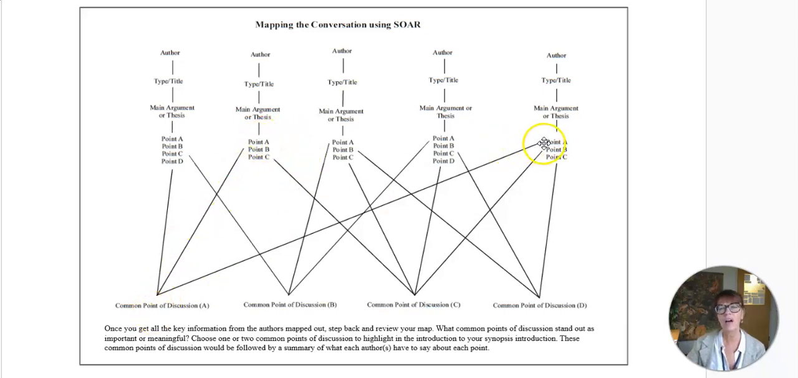And this author over here, they also talk about that point. And so I'm going to write down that common point of discussion. What are they talking about? And I'm going to draw lines from all of the authors that talk about that common point of discussion. And I'm going to do the same here.